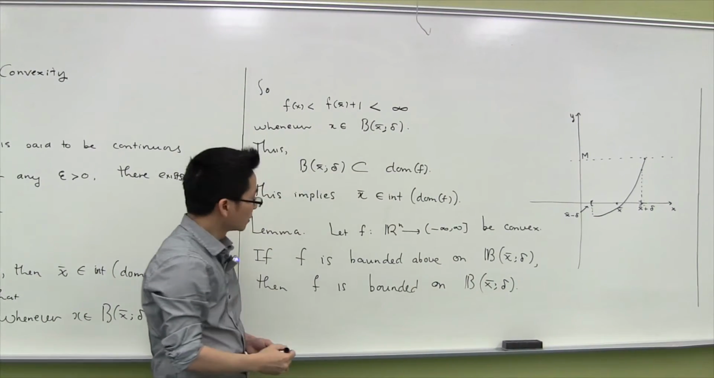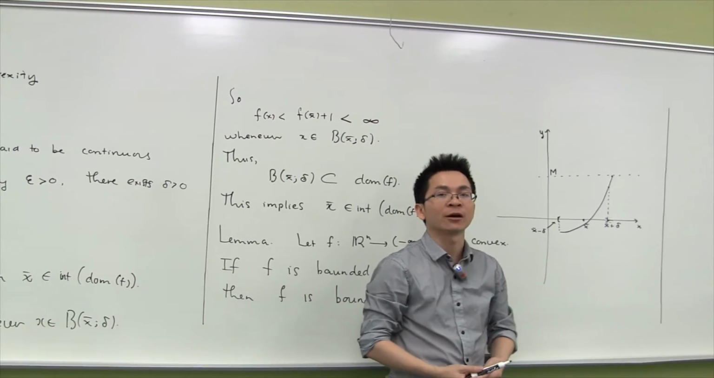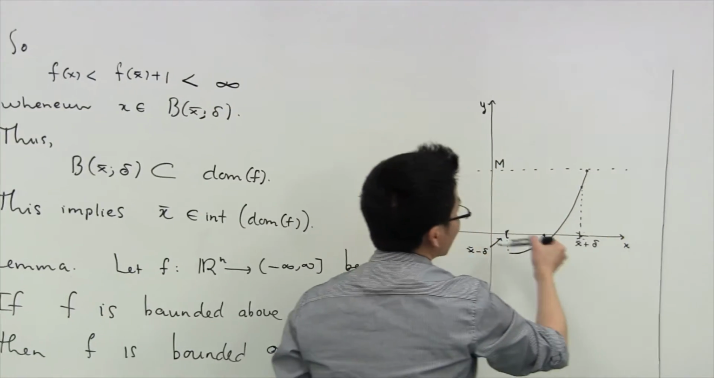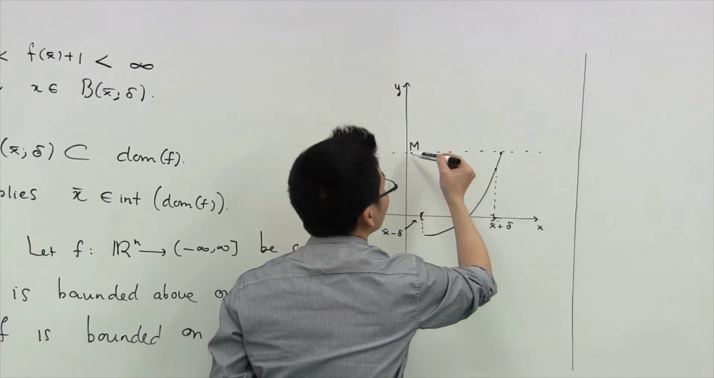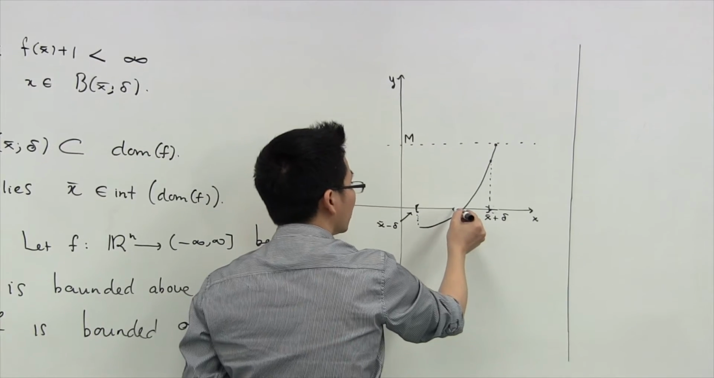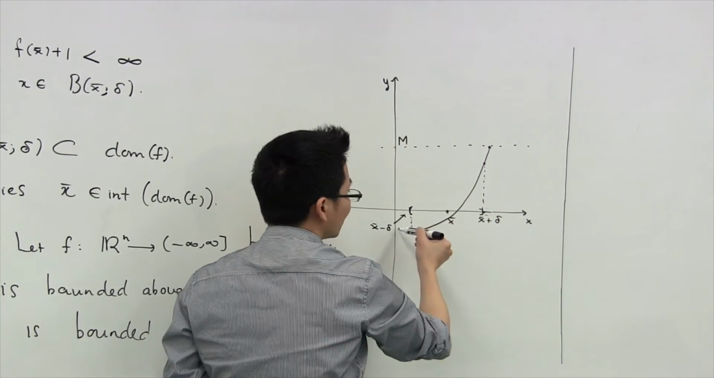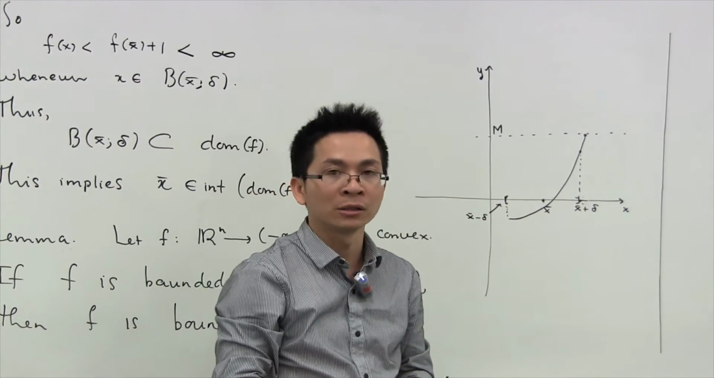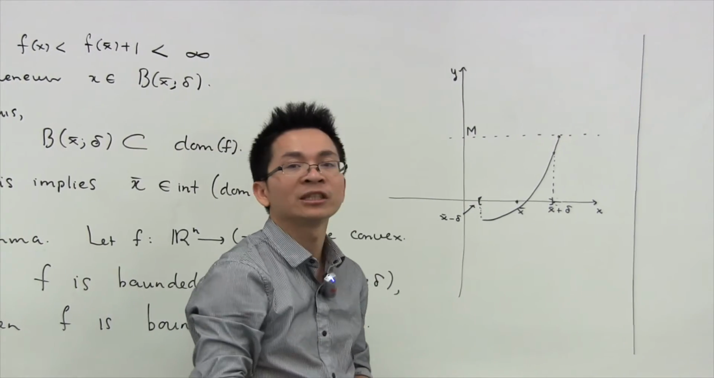Okay, so this is an illustration of this result. Now here, this is the graph of a convex function, and we can see that f is bounded above by M in the closed ball with center at x bar and radius delta here. Then f is also bounded below on this ball, and therefore f is bounded on the ball. Okay, so let me go ahead and give the proof of this lemma.